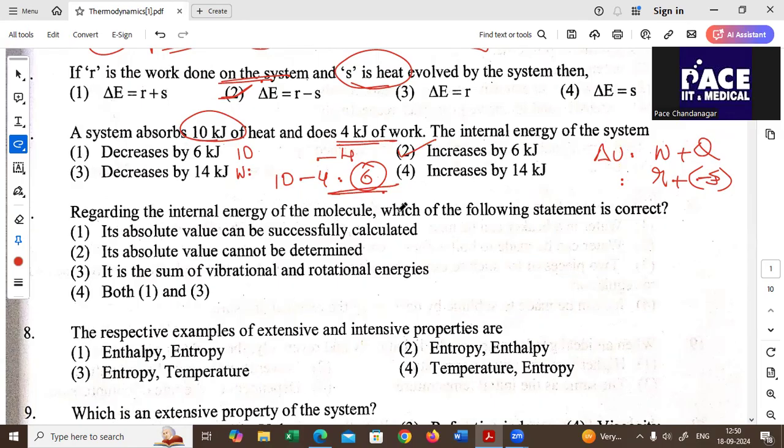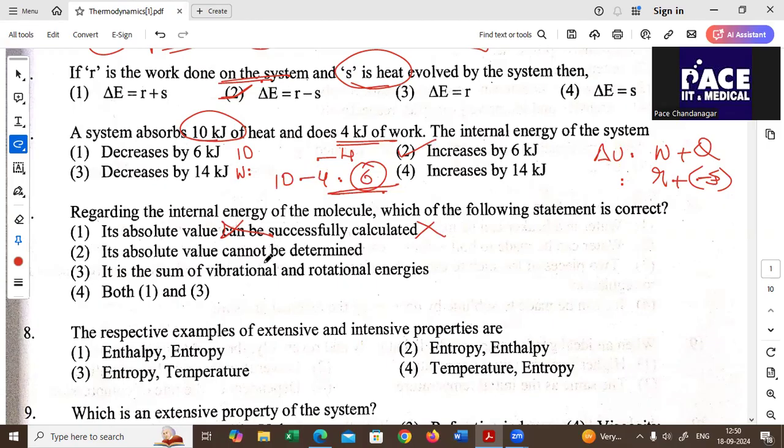Then, regarding the internal energy of the molecule, which of the following statements is correct, they say. Absolute value can be successfully calculated. No, it cannot be successfully calculated. That is the reason we take it as delta U. Change in U we take.